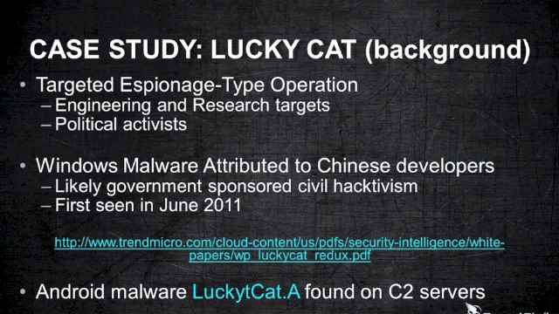So the so-called LuckyCat.a sample was found on a C2 server for the Windows malware, which speaks about the operation security. The sample itself was not found on a phone in the wild. It was just that their open directories on the C2 server allowed researchers to download this Android malware, or rather download these files that were identified as Android malware later.